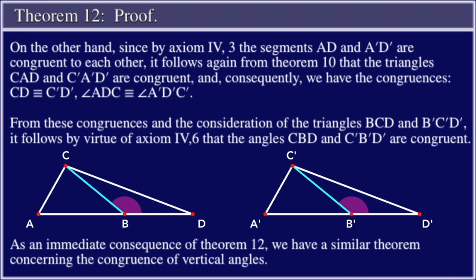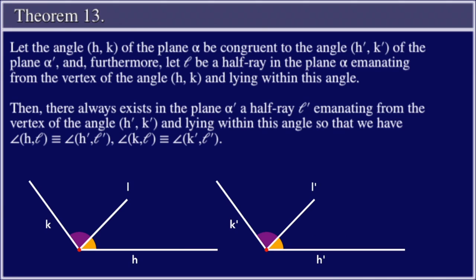As an immediate consequence of Theorem 12, we have a similar theorem concerning the congruence of vertical angles. Theorem 13: let the angle HK of the plane alpha be congruent to the angle H'K' of the plane alpha prime. And furthermore, let L be a half ray in the plane alpha emanating from the vertex of the angle HK and lying within this angle. Then there always exists in the plane alpha prime a half ray L prime emanating from the vertex of the angle H'K' and lying within this angle, so that we have the angle HL is congruent to the angle H'L', and the angle KL is congruent to the angle K'L'.